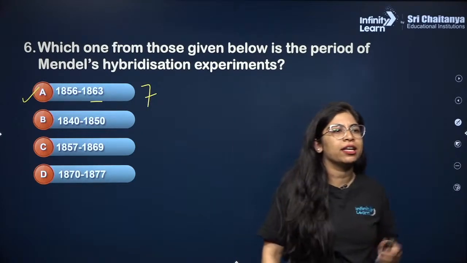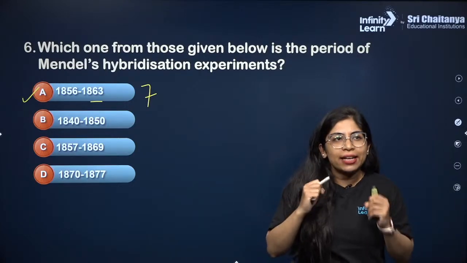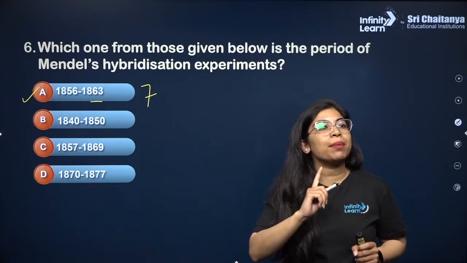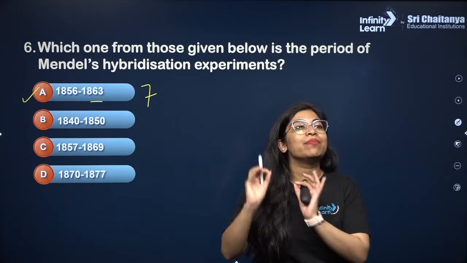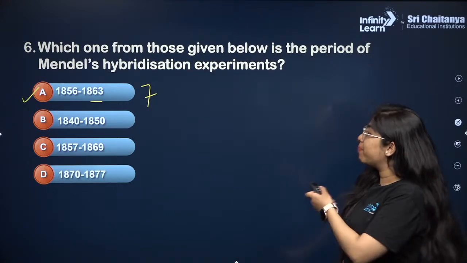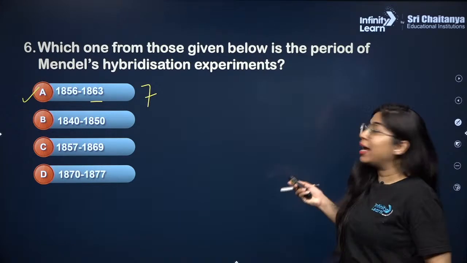Very good, Bhargavi Reddy. Very good. Now we are getting that momentum that I want all of you to have. 7 years, the experiment was in garden pea or Pisum sativum, right? We know that it is a self-replicating species, a self-hybridized species.